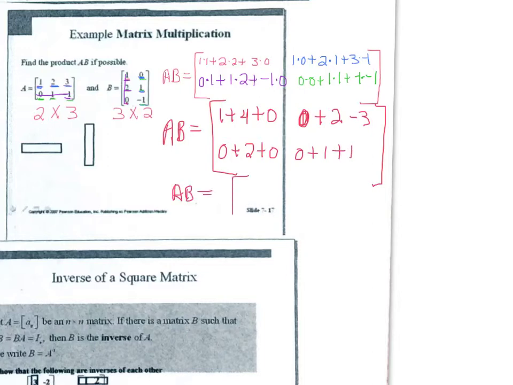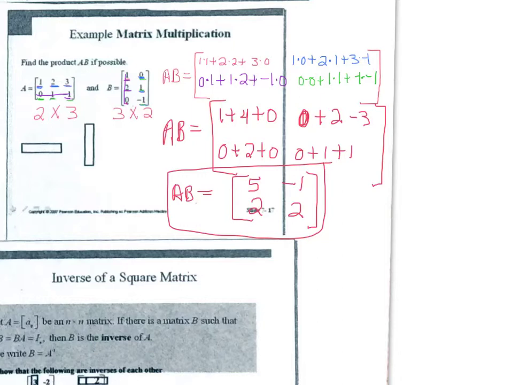Now let me just simplify that. 1 plus 4 plus 0 is 5. 2 and negative 3, negative 1. On the next one is 2, and then is 2. And that's the final answer. Do you notice that the product was a 2 by 2, and this is a 2 by 2?